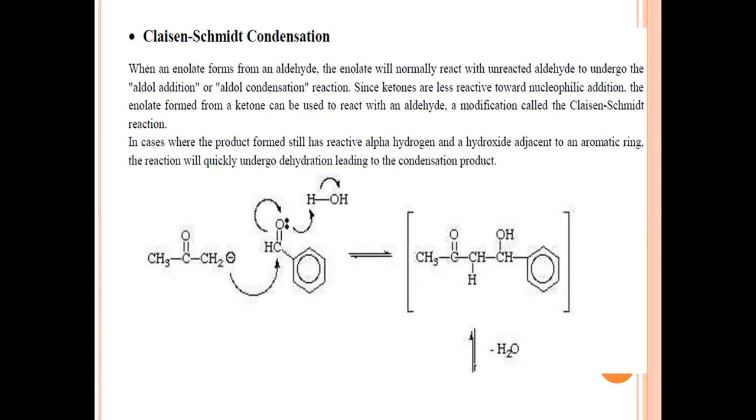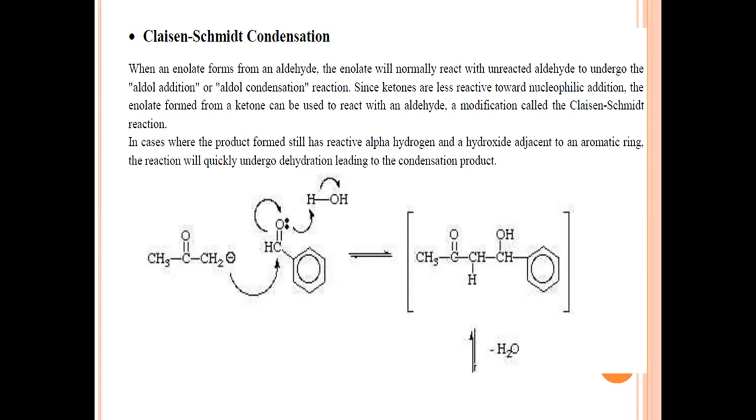This enolate ion forms from an aldehyde. The enolate will normally react with unreacted aldehyde to undergo aldol addition or aldol condensation reaction. But with respect to the ketone, they are less reactive towards the aldol condensation reaction. The enolate of a ketone, formed when it reacts with a base, can be used to react with an aldehyde. So the enolate ion formed from the ketone molecule will react with an aldehyde molecule, and there is a formation of some modified product. This type of formation of modified product is known as Claisen-Schmidt condensation reaction.